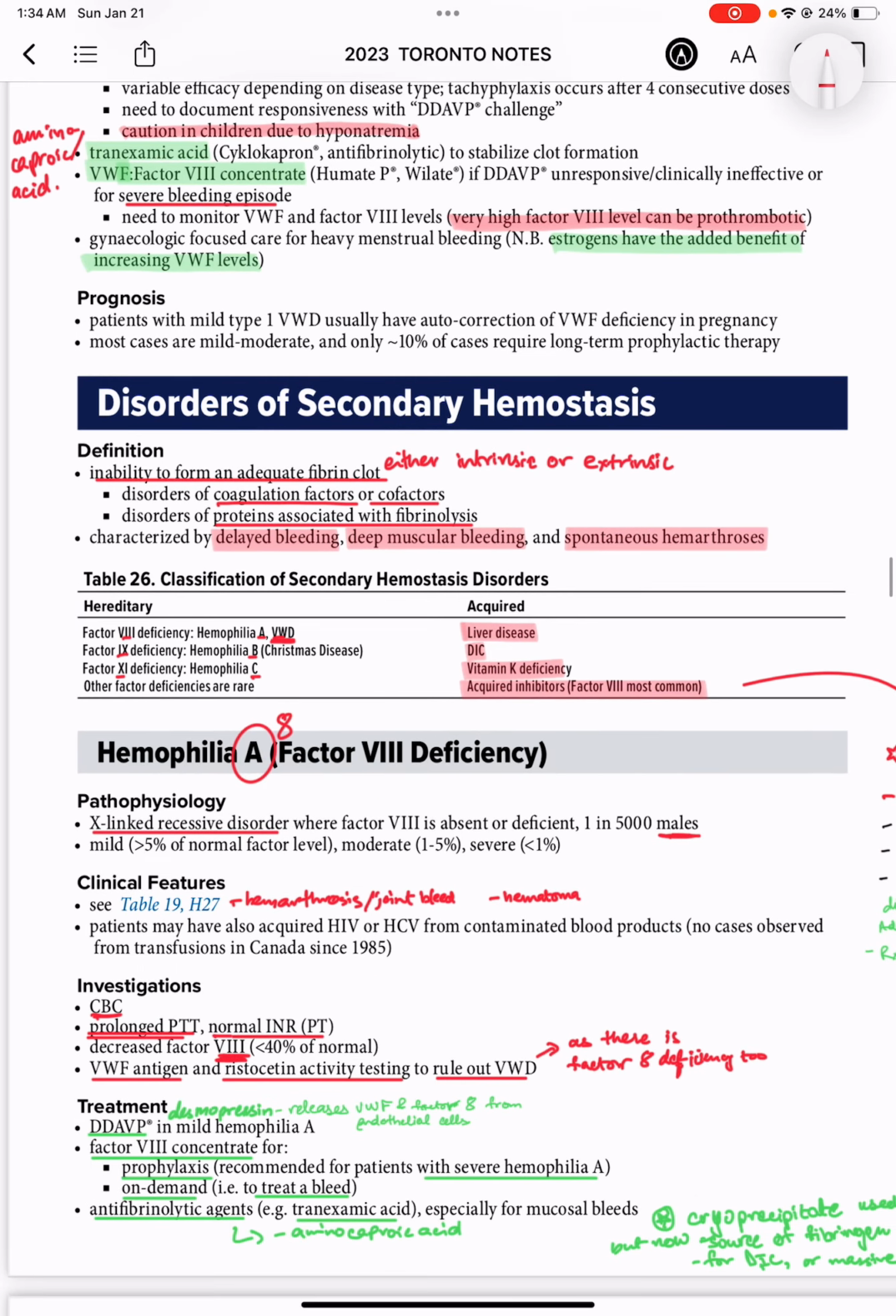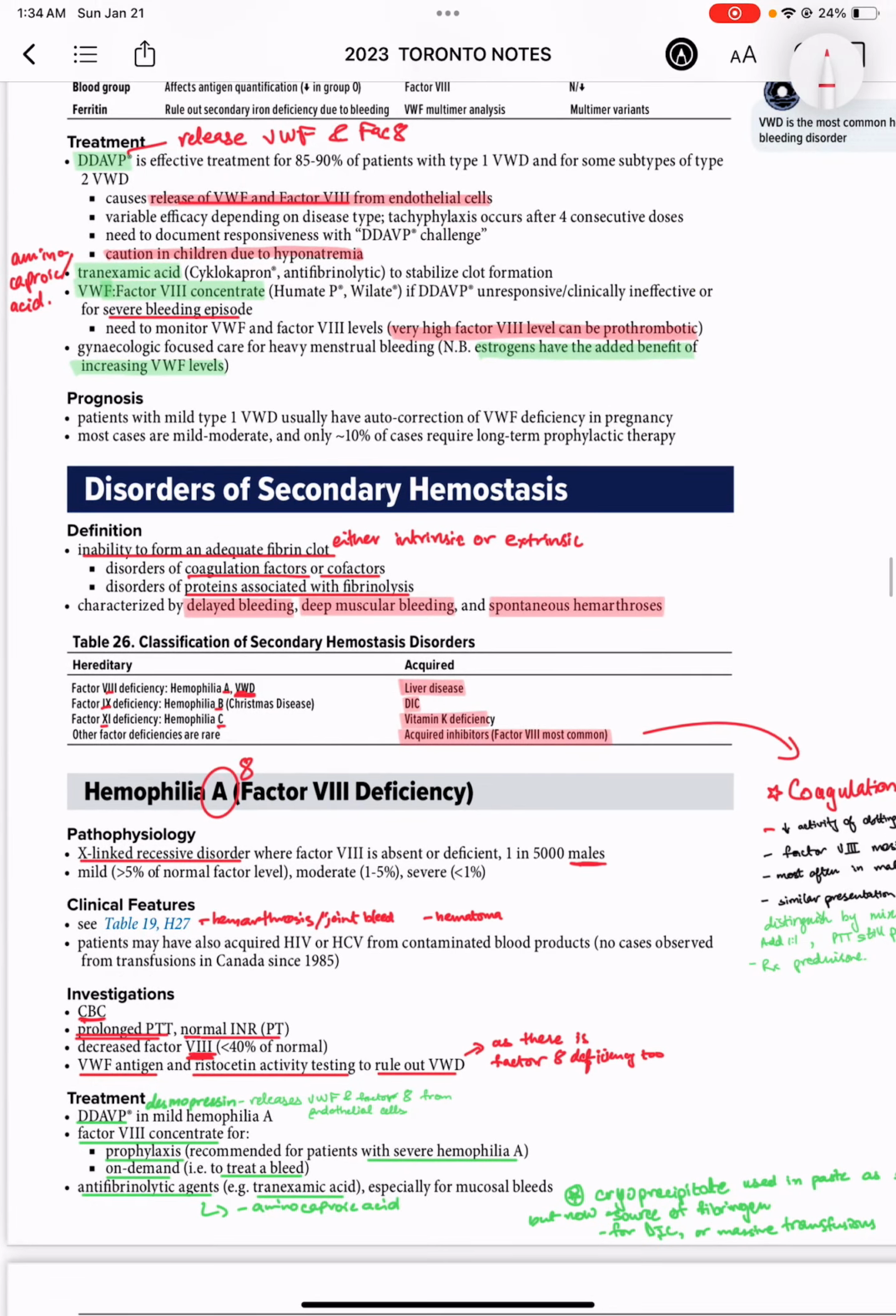I'm going to move forward with the disorders of secondary hemostasis. Secondary hemostasis is the one which includes the coagulation cascade. There is an inability to form an adequate fibrin clot. It could be either intrinsic or extrinsic. So there would be either disorders of coagulation factors or cofactors, or of the proteins associated with fibrinolysis, like protein C and protein S. What happens in these disorders?